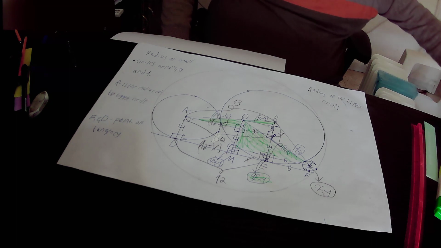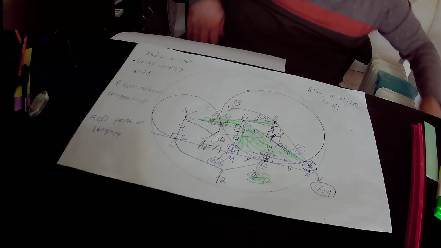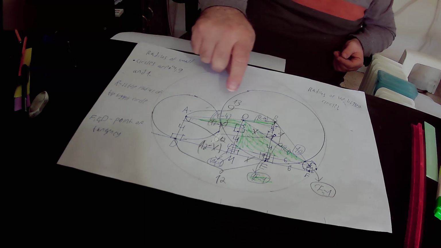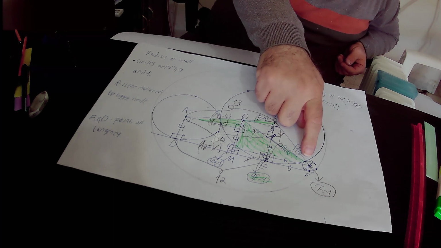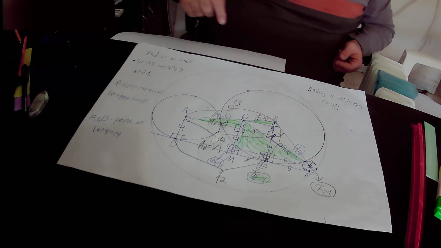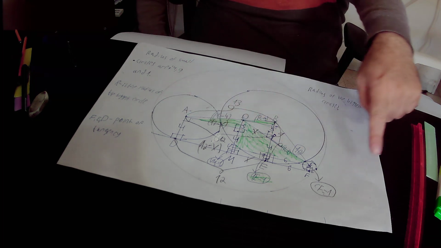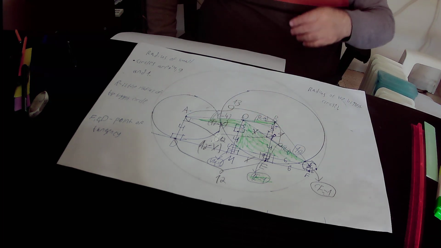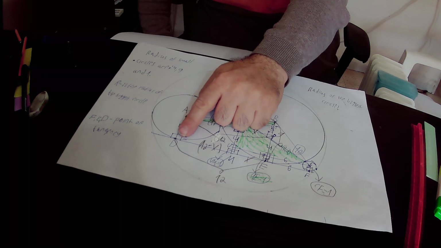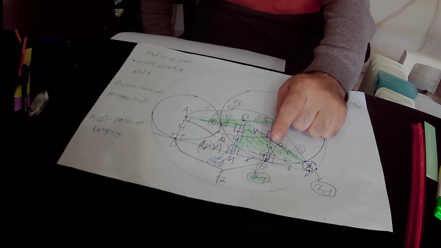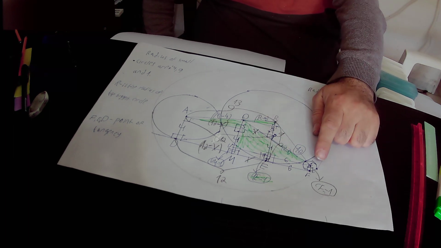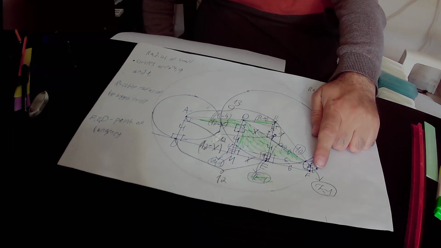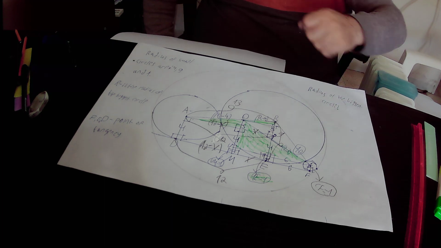Then we define the center of this circle as point A, the center of this circle as point B, and the center of this circle as point C. We have here a straight line that is tangent to this circle at point D. The straight line is tangent to this circle at point E, and the straight line is tangent to this circle at point F.